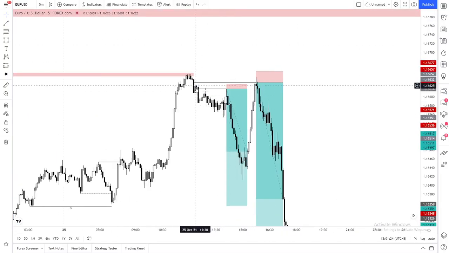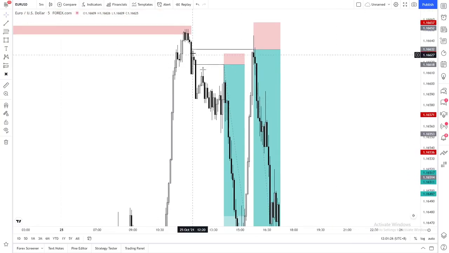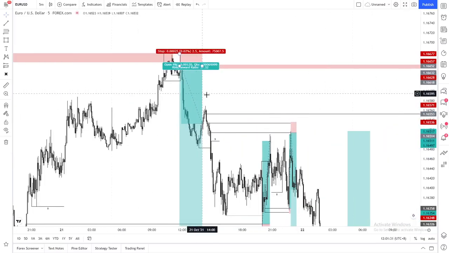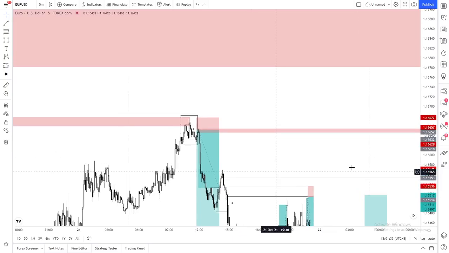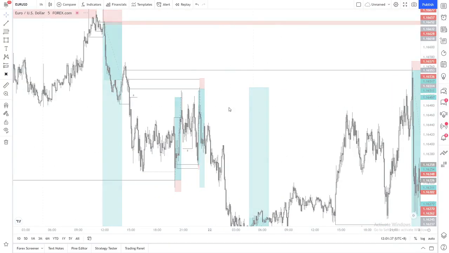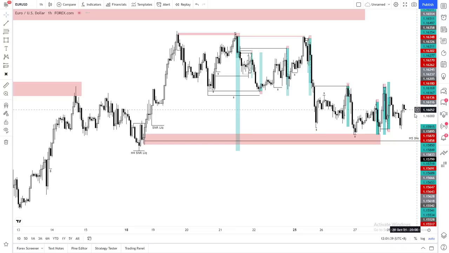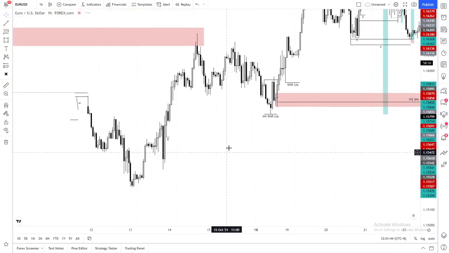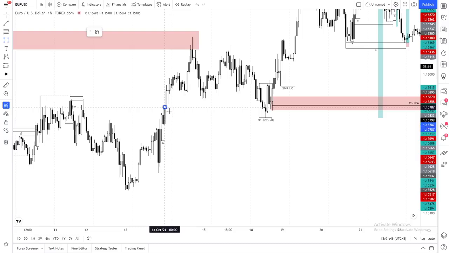So when I'm looking at this, it is also considered an IPA, not a hidden base. What would be a hidden base then? Let me find one for you. As I said, I don't like to use hidden base on the lower time frame. I would like to use hidden base on a higher time frame. This would be an example of a hidden base.